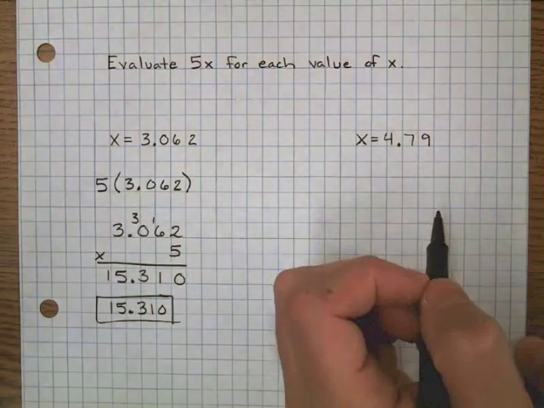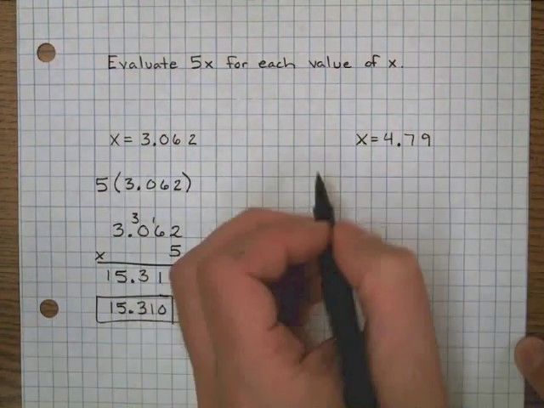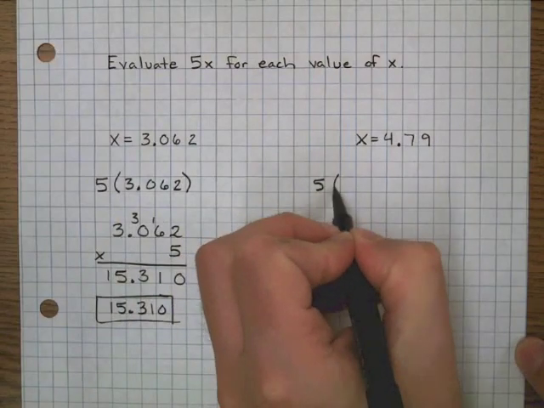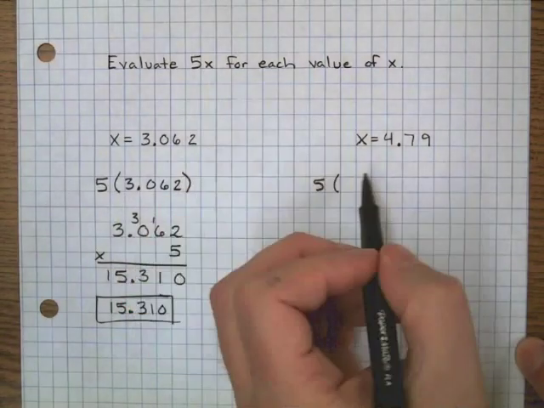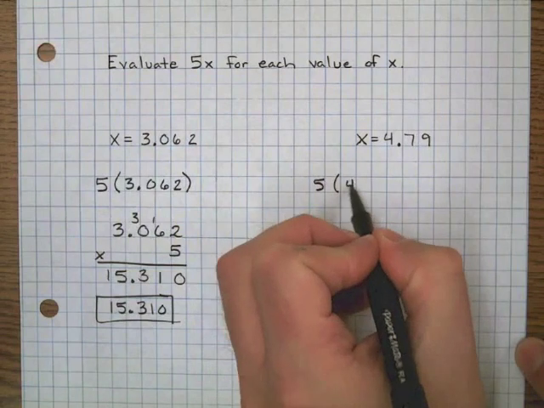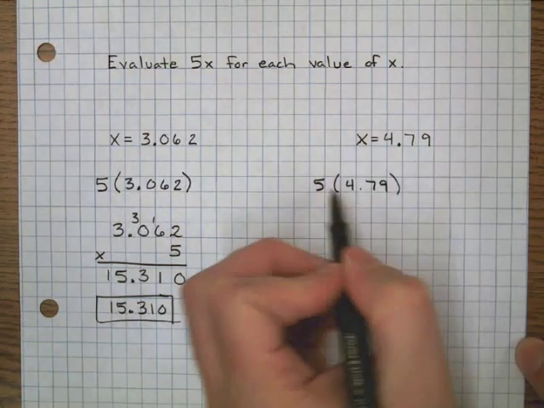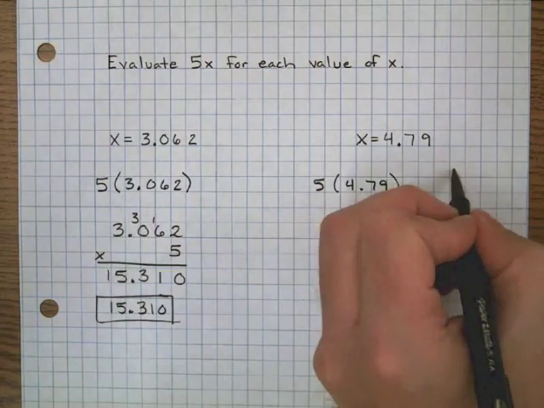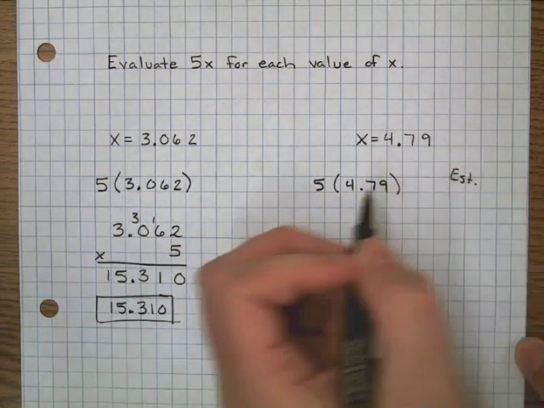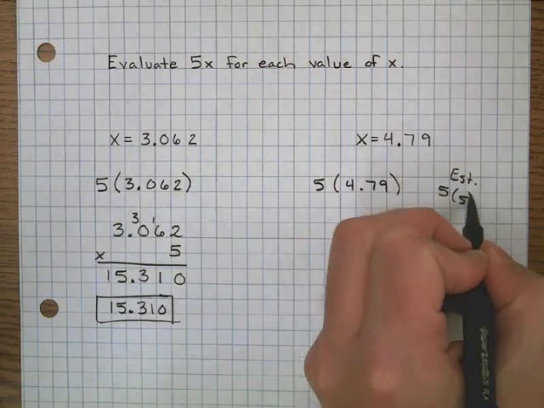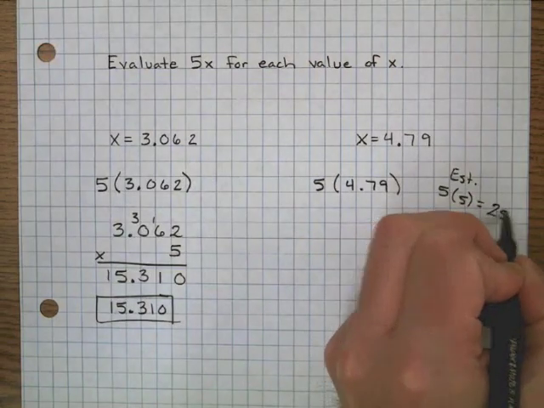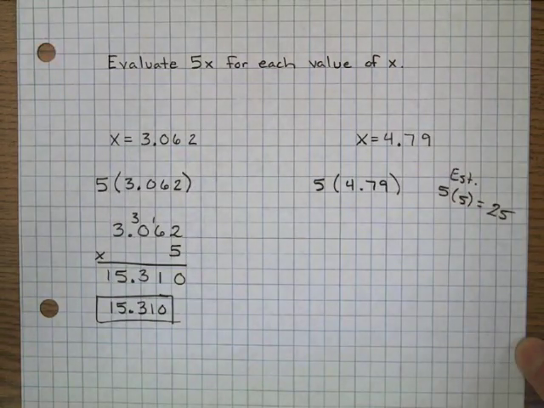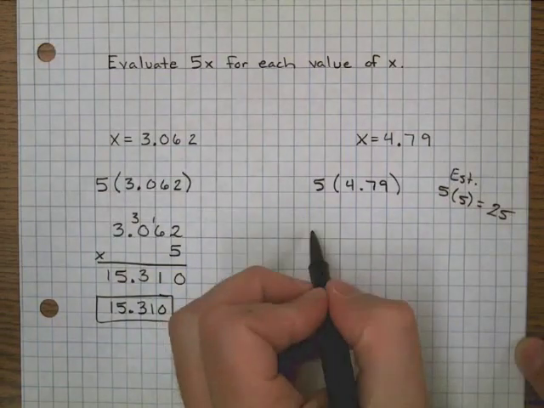What if x is equal to 4 and 79 hundredths? Well, I could say that 5 times x, 5x, is like 5 times 4 and 79 hundredths. And I know that 4 and 79 hundredths is pretty close to 5. If I was going to write an estimate, say 5 times 5, which is 25. So my exact solution should be pretty close to 25.